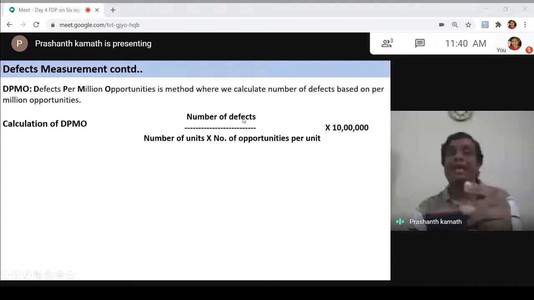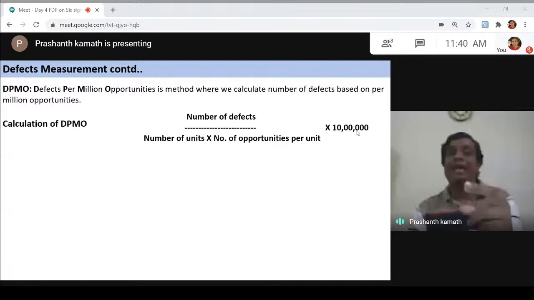First, we get to know the number of defects, the way we saw on the previous screen. We then find out the number of units. We multiply it by the number of opportunities per unit. All this is very similar to DPO. Whatever you get based on this expression, number of defects divided by number of units into number of opportunities per unit, you multiply that by 1,000,000, which is nothing but 10 lakhs. That is what DPMO is all about.